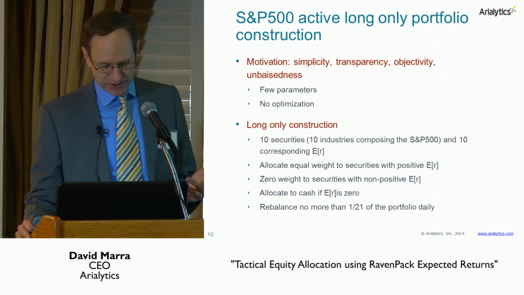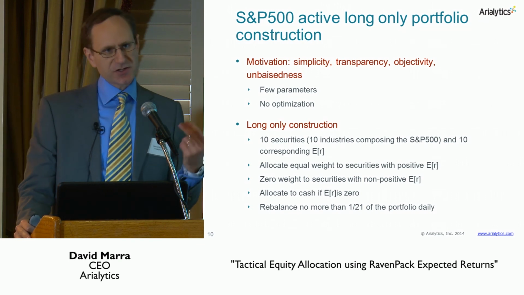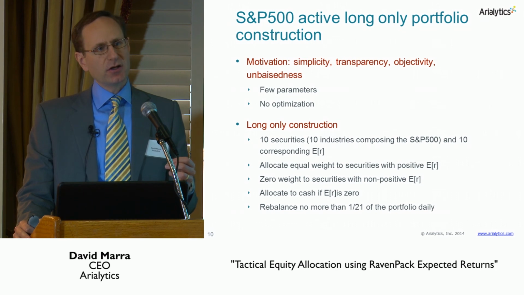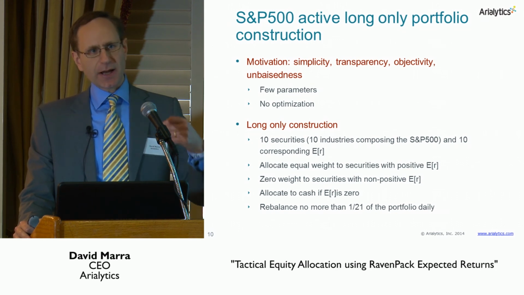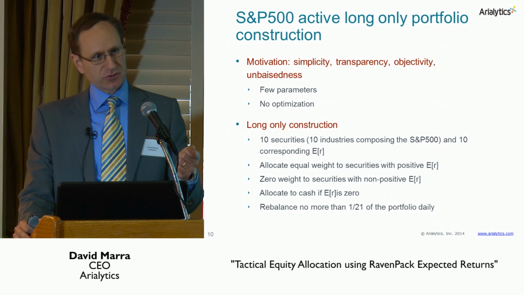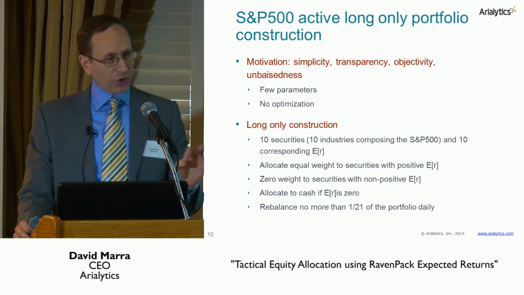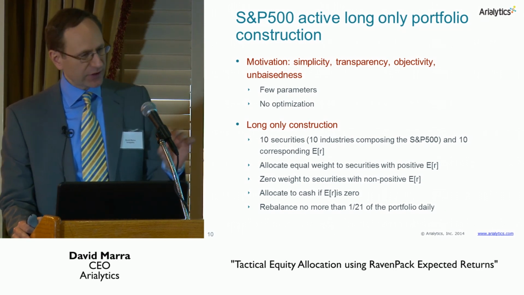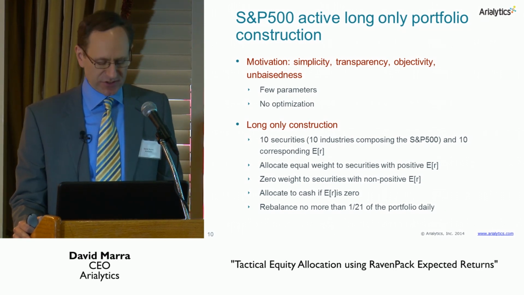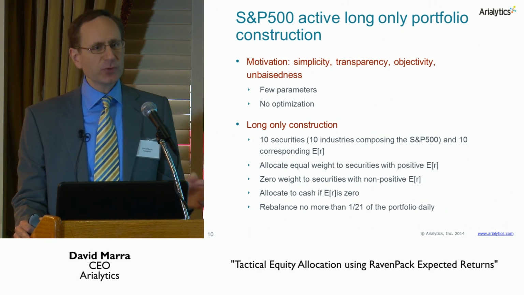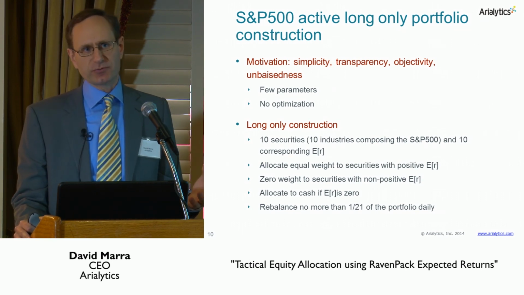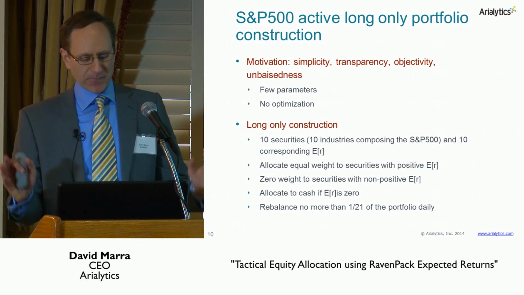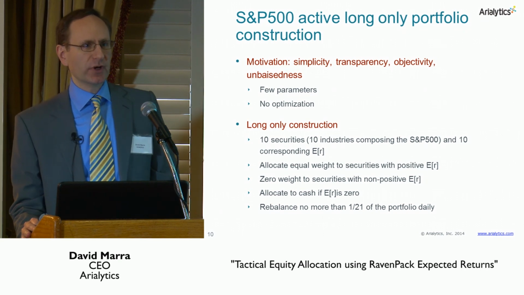So the long-only construction is just like this. We've got these 10 expected returns estimates. And we're going to allocate equal weight every day to the securities that had positive expected returns. We're going to allocate 0 weight to anything that had negative expected returns. And we're going to allocate whatever remains to cash. Typically, it's not very much. And we're never going to rebalance more than 5% on a particular day, although the rebalancing is typically much lower than that. That's it. There are no other parameters to it at all.